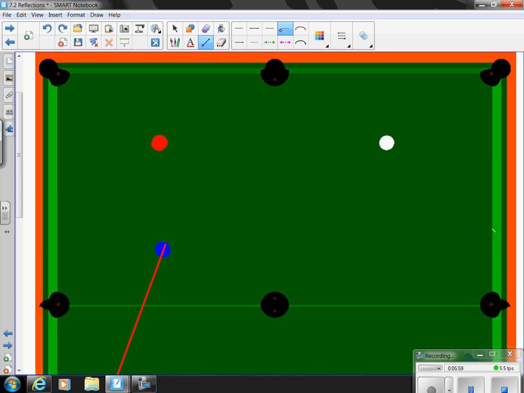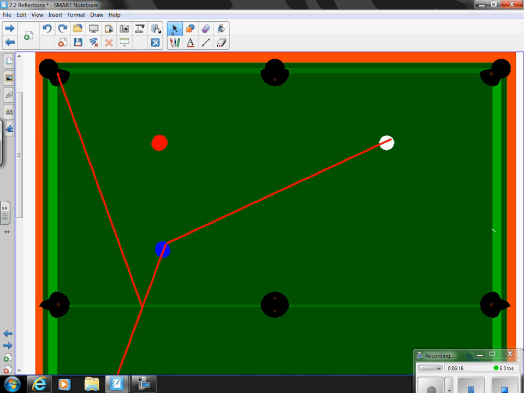hit the ball right here, and then the ball is going to reflect off the rail and go into this pocket there. So I'd need to hit the white ball right there to make the shot happen. White ball hits there, it's going to hit the blue ball, hit there, and that's going to reflect in.